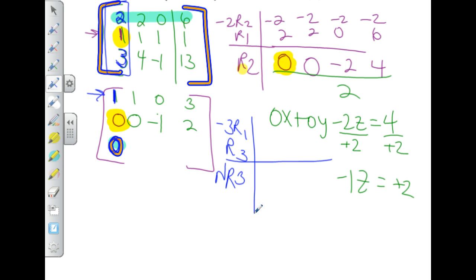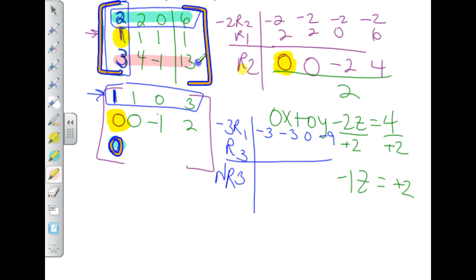So negative 3 times row 1, but instead of using this as row 1, remember I've kind of reduced it. So let's use this negative 3 times this row 1. So negative 3, negative 3, 0, negative 9. And then this is the row 3 that I have to bring, just transport that down here. So 3, 4, negative 1, and 13. So here comes my new row. Yay, I got the 0. That's what I was looking for. 0, 1, negative 1, I'm adding this up. So 1, negative 1, and 4.